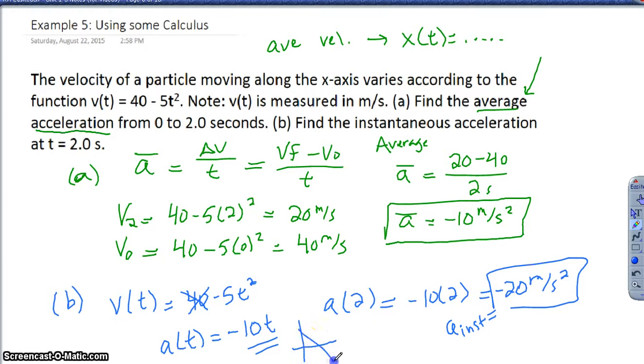If the acceleration makes a straight line, the velocity would be a parabola, which makes sense based on this, which means the x function would be cubic. So think about your shapes of the graphs as well. We'll end this part then with that.